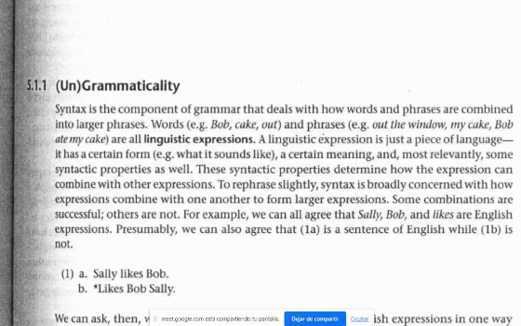About words, for example, Doctor, go on. Worked example: Bob, ate, cake, out, and phrases, for example, out of the window, my cake, Bob ate my cake, are all linguistic expressions. A linguistic expression is just a piece of language. It has a certain form, for example what it sounds like, a certain meaning, and most relevantly, some syntactic properties as well. Let's see, because in syntax you have to analyze a certain meaning and most relevantly some syntactic properties.